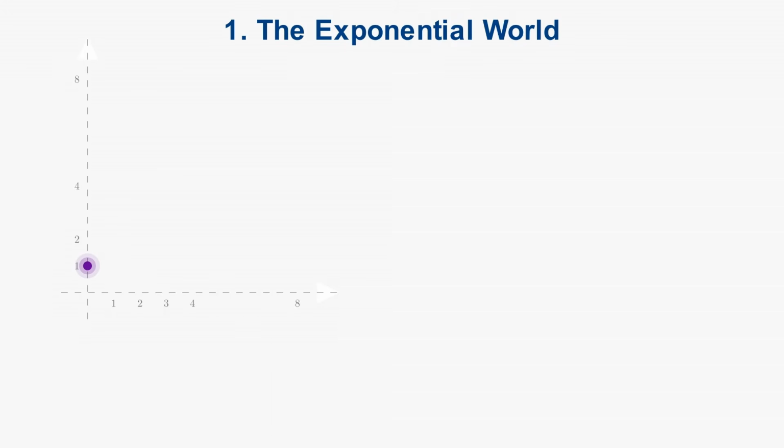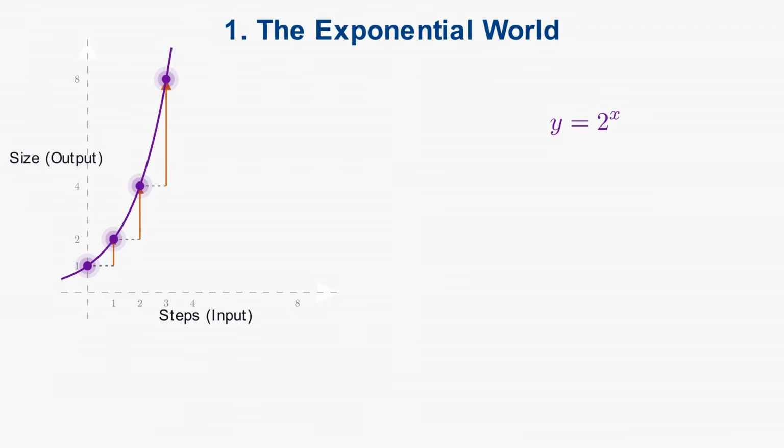Imagine a quantity that starts at 1 and doubles at every step. Step 0 is 1. Step 1 is 2. Step 2 is 4. Step 3 is 8. Step 4 is 16. The math is simple. Every step right, we multiply by 2. This is 2 to the x. The input is the number of steps, and the output is the final size.